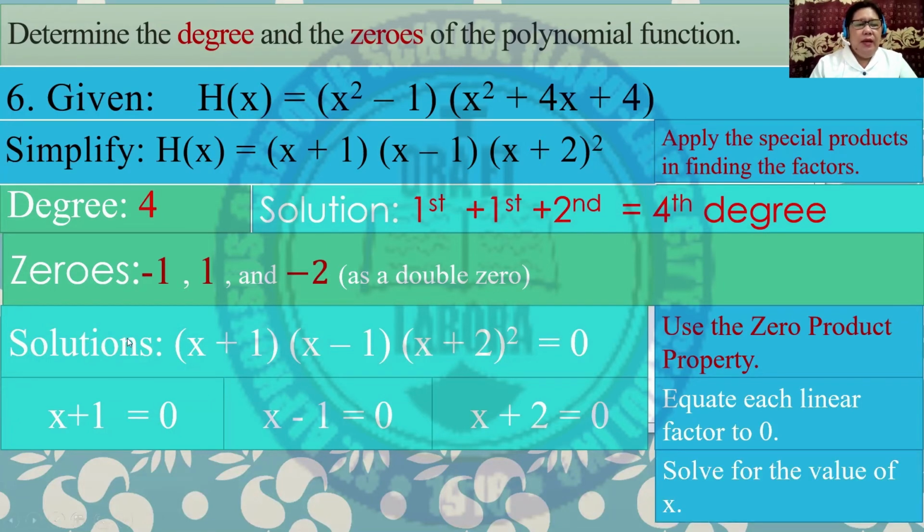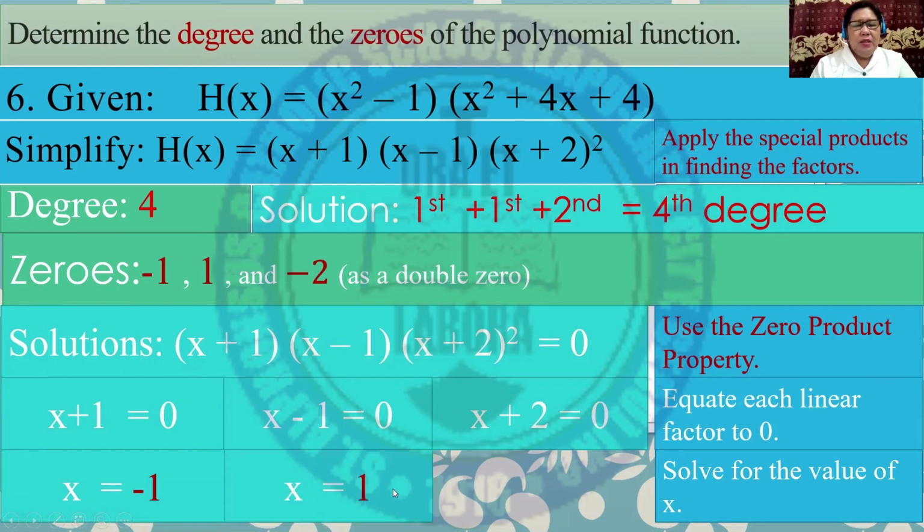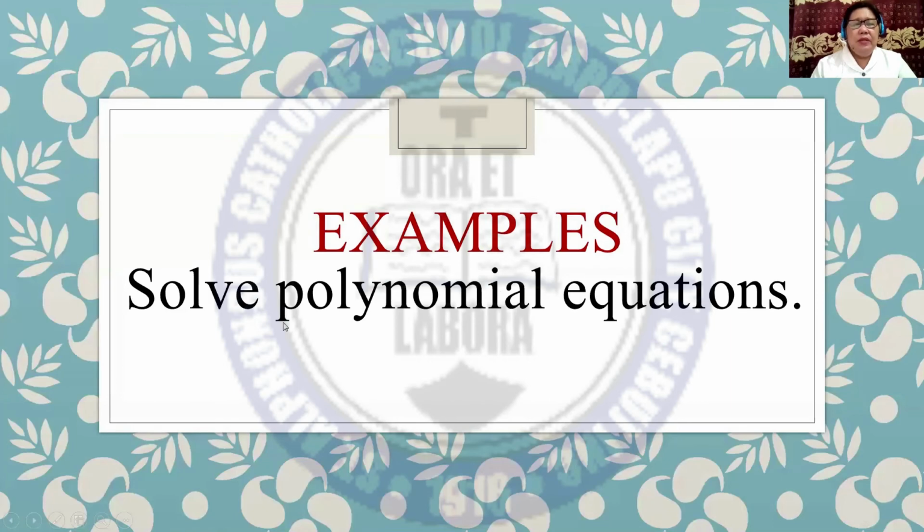Then solve for x. So x is equal to negative 1, x is equal to 1, and x is equal to negative 2. That is why we have negative 1, 1, and negative 2 as a double zero or multiplicity 2, or negative 2 appears twice. Do you have questions? If there is none, let's proceed. Let us have examples on how to solve polynomial equations.